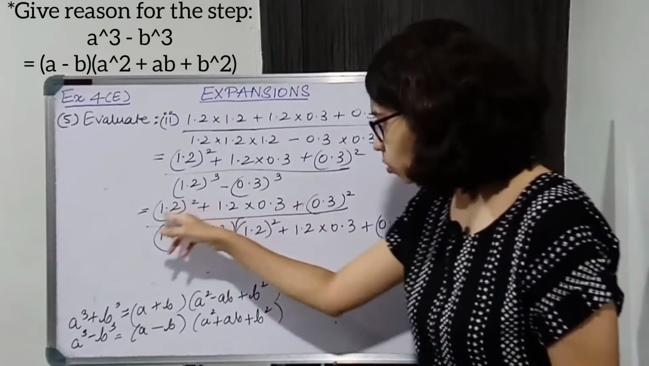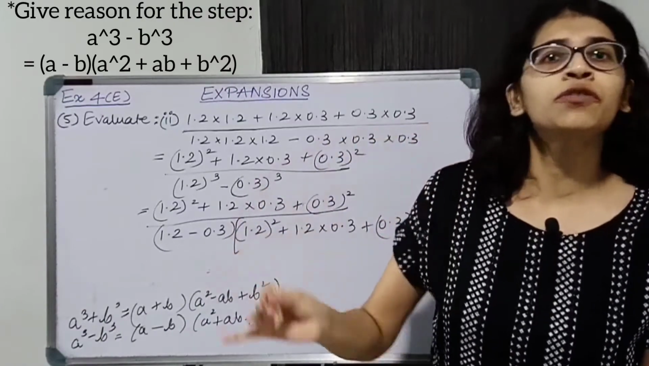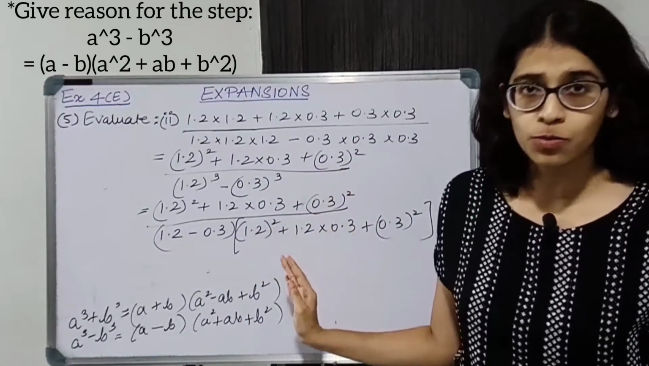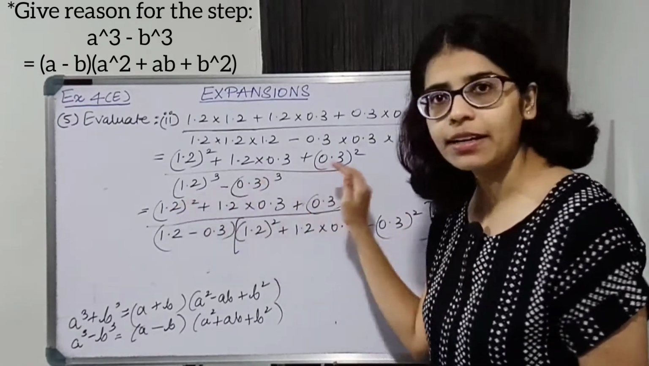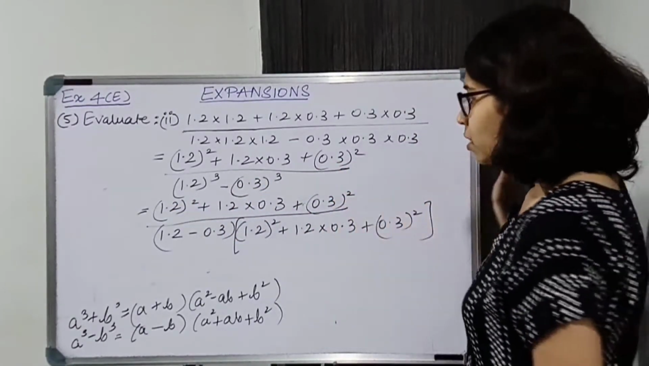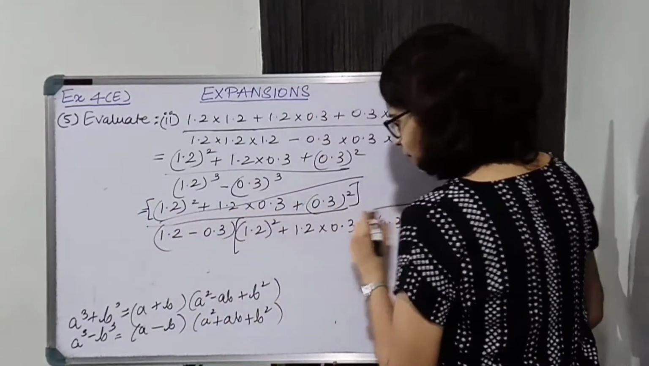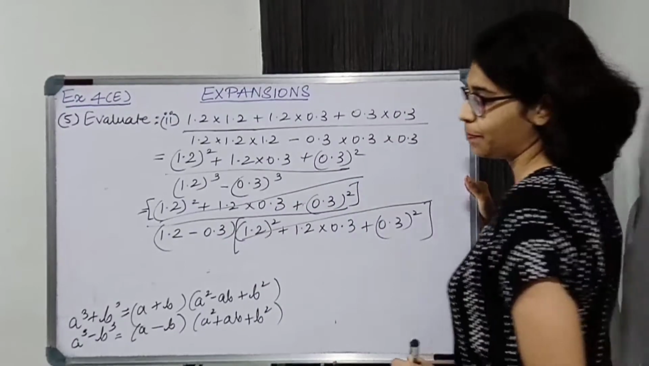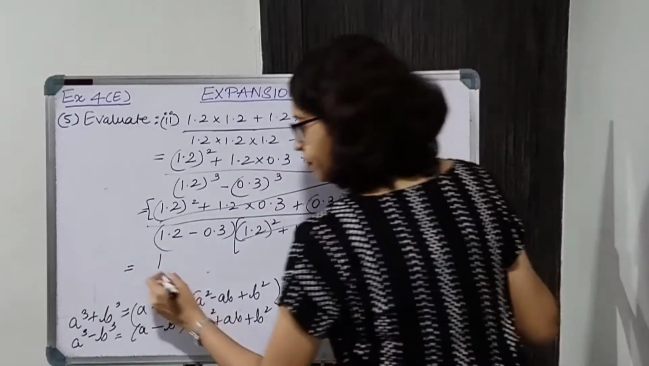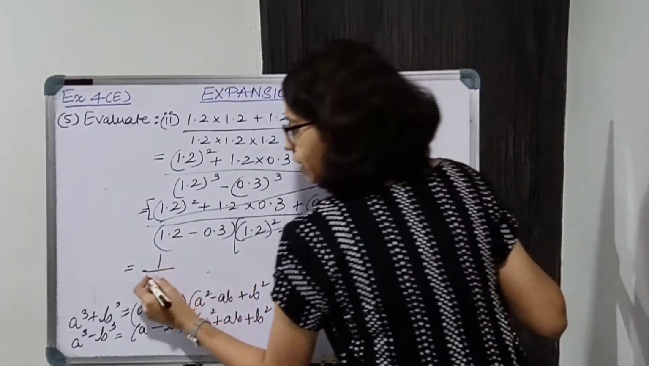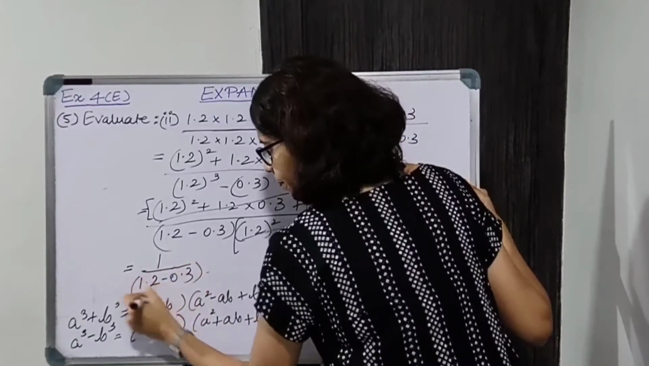Okay, you can't just cancel out the terms, because in between there is a positive sign. If there is a positive or negative sign, you can't just cancel out the terms, students. Please keep that in mind. So the entire bracket is getting cancelled. Okay, so this is the reason we can cancel this out. So this whole thing will get cancelled. So in the numerator we are left with 1. Over here in the denominator 1.2 minus 0.3.